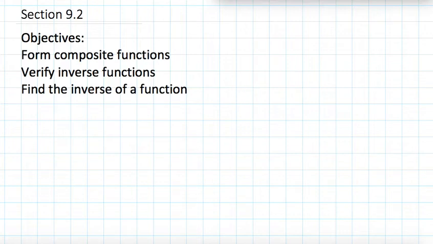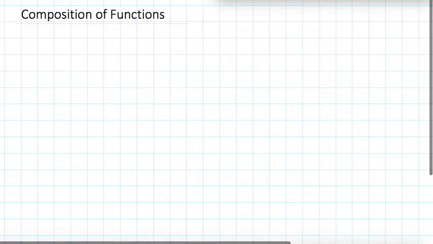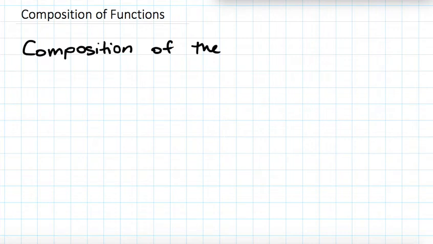So we're going to start with compositions of functions. A composition of a function is basically a way of combining two functions together. And you do that by plugging one function into the other.